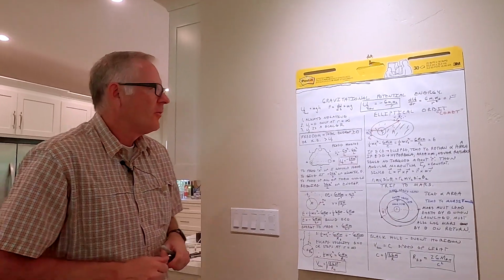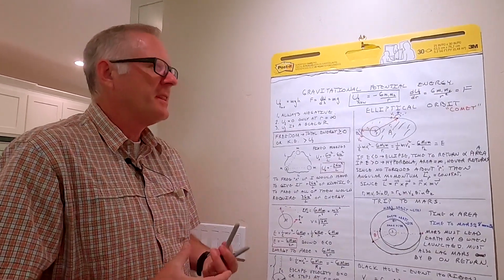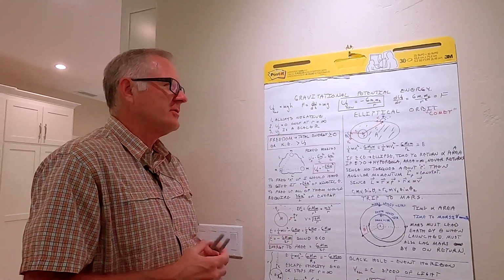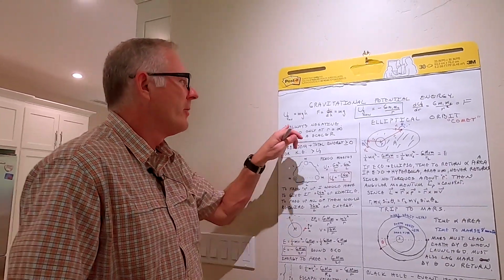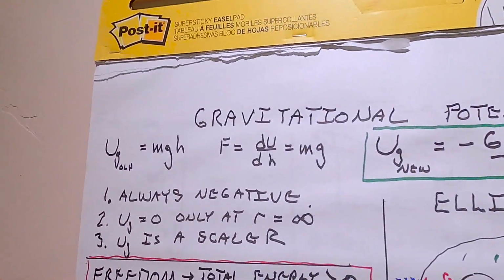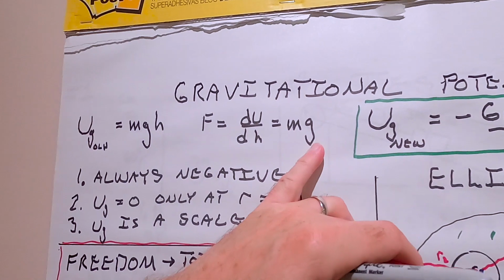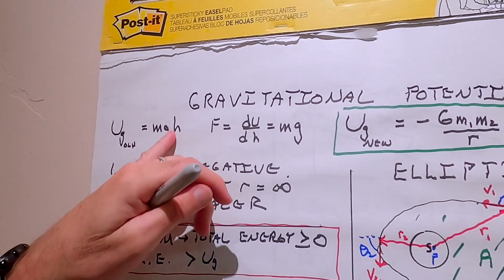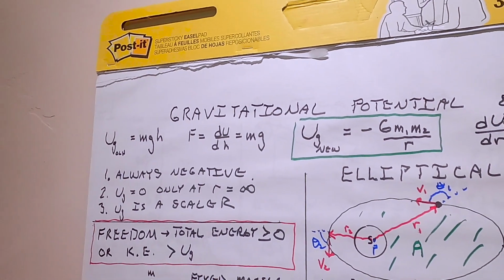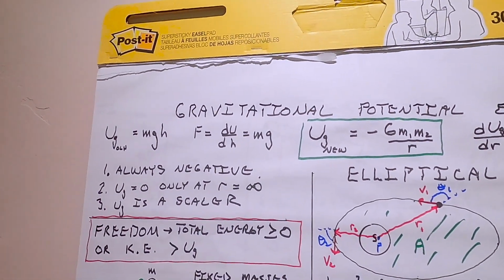Okay, so last time we went through the gravitational force, but the other place we used gravity was in the potential energy, gravitational potential energy. Remember, our old gravitational potential energy was just mgh, and our old force was mg, and if you took the derivative of this with respect to h, you would get the force right here.